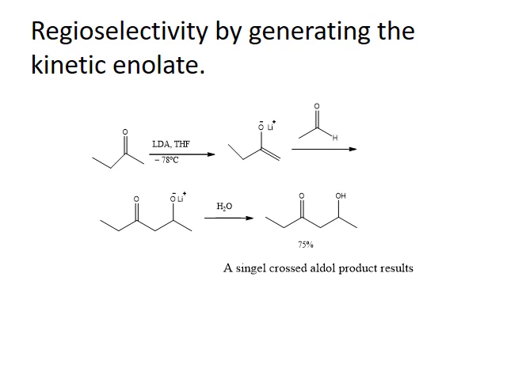ketone, methyl ethyl ketone, we add lithium diisopropylamide, tetrahydrofuran at minus 78. The less hindered proton of the methyl group will be abstracted by the base, strong and sterically hindered base, to give the enolate.